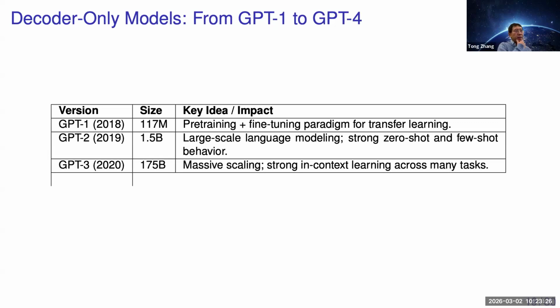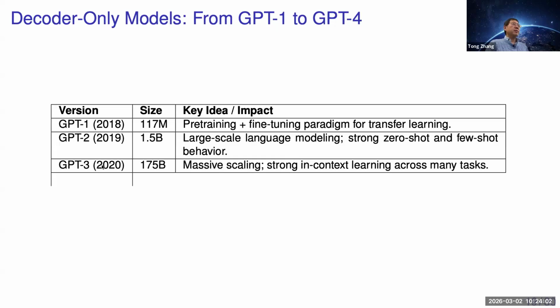GPT-3 is a kind of separation point. This moment is really far beyond BERT, and this is where people started to draw attention. After this paper, other players besides OpenAI, like Google and Meta, started to put resources into the decoder-only model. This is the NeurIPS paper. It's a massive scale, with strong in-context learning.